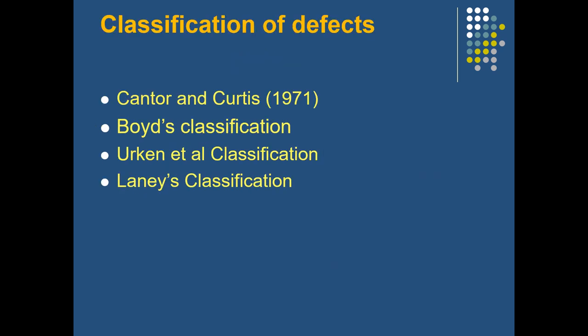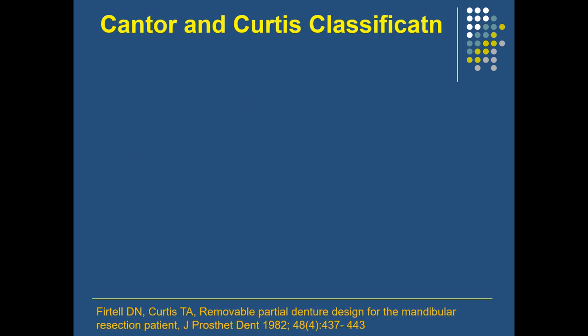Coming to the classification of mandibular defects, so there are numerous classifications like the Cantor and Curtis, the Boyd's classification or the HCL classification, Erkin et al., Laney's classification, etc. So based on exam point of view, I am only discussing the most important one, that is the Cantor and Curtis classification. If you want to know in detail about the other classifications, please do leave a comment below this video. Cantor and Curtis classification, published in 1971, divides the mandibular defects into 6 classes.